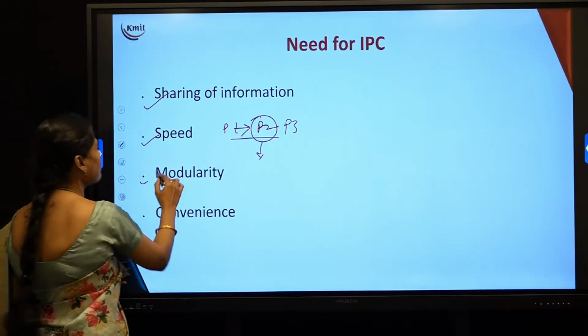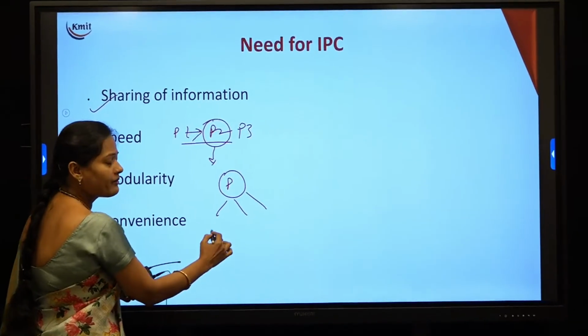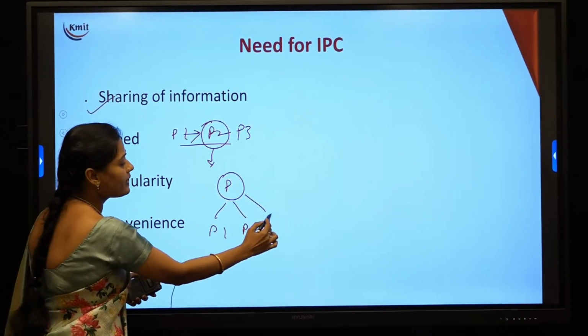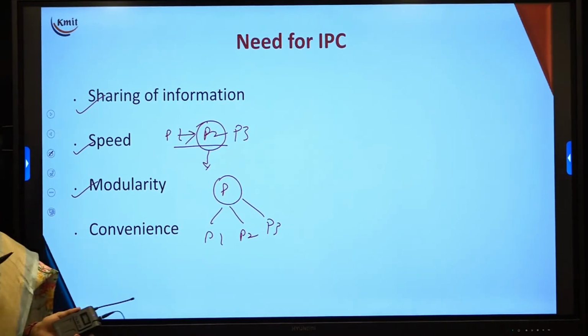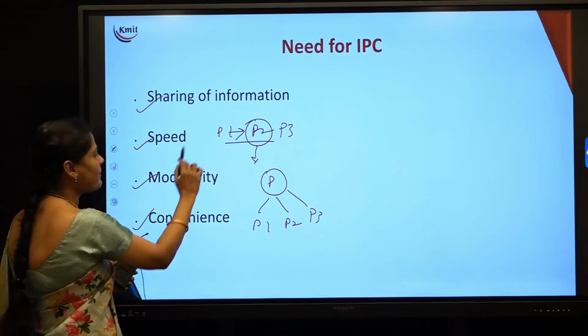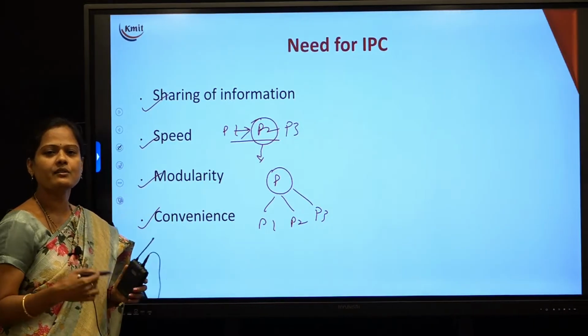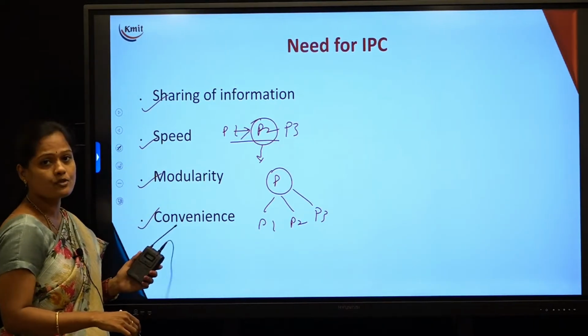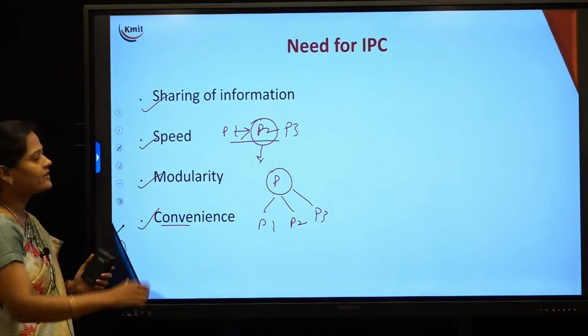The other one can be modularity. For a given project, if it is very large, you go about dividing it into modules, and as you all know, when you have multiple modules, there is an interdependency between them. So, in that case also you want the information to be shared. And since you have multiple processes working on the same task, the work can be done, as I told you, in less time, and it is very convenient for the user because the time taken would be less for the task.